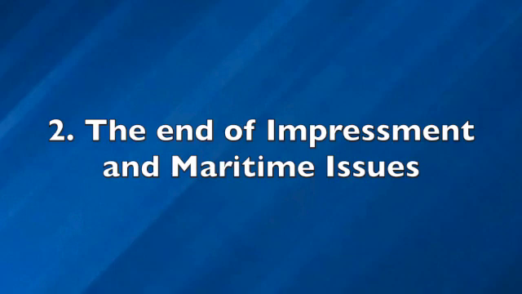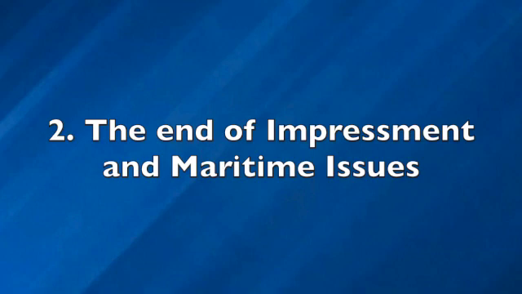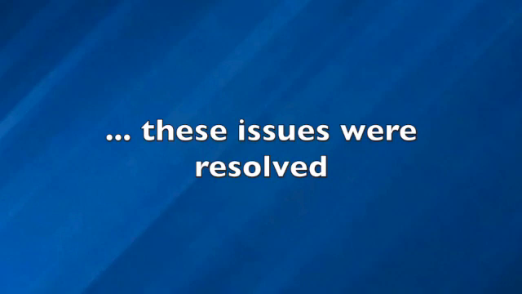The end of impressment and maritime issues. The issues of impressment, which was the British practice of seizing American sailors and forcing them to serve in the British Navy, and maritime rights, which were among the key causes of the war, were effectively resolved, though these issues had started to fade by war's end due to changes in British policy.